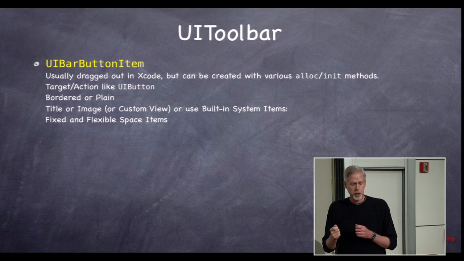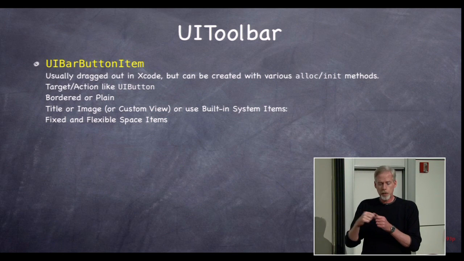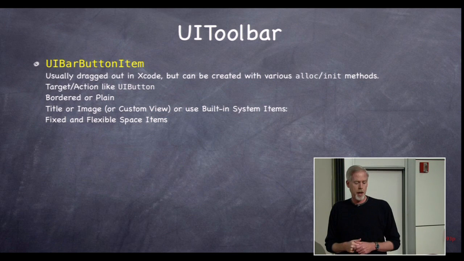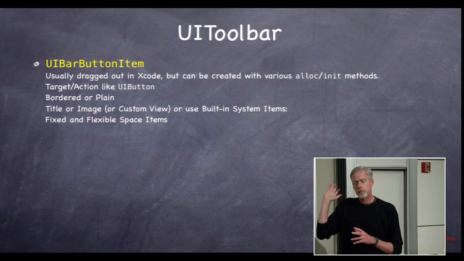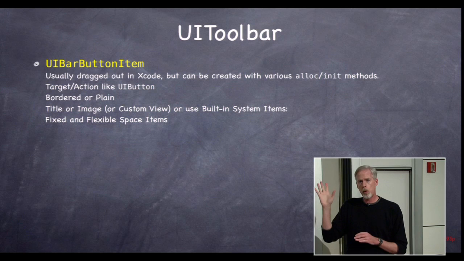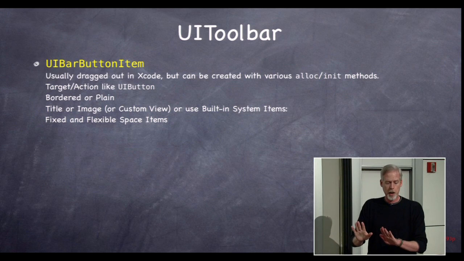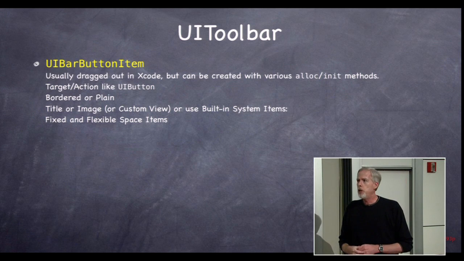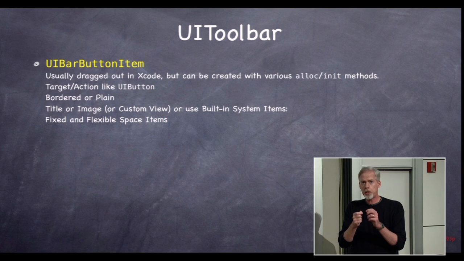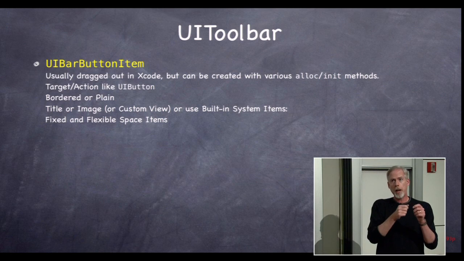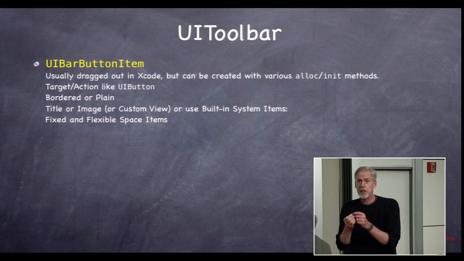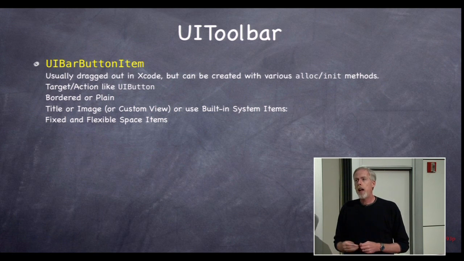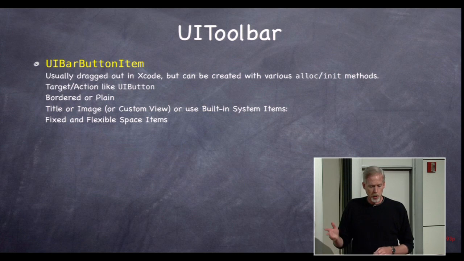They have target action, okay? Just like a button, they're going to have a target action. That's how, when they're clicked, you find out about it. They can be bordered, like, well, I'll show you some examples, but they can be bordered or they can just be plain, kind of flat on a flat background. You can set the title of them to a text. You can set an image, some icon that you design or whatever. Or you can even set a view, your own little custom view in there. And there's a lot of built-in system ones, which I'm going to show you all of those in a second.